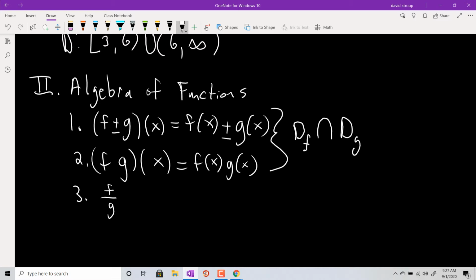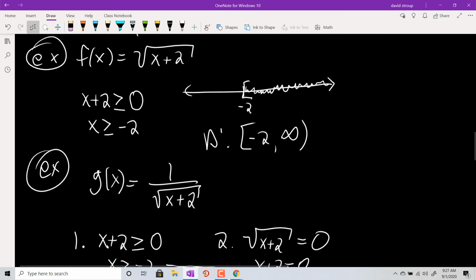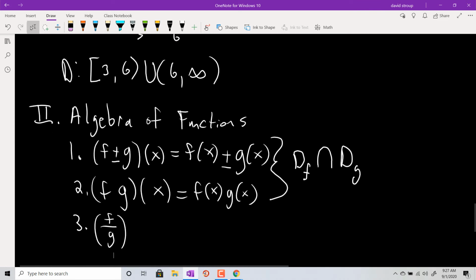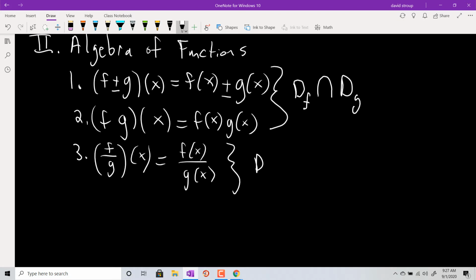Obviously, we can also divide functions. That's kind of what we were doing in these previous examples, right? So dividing there, and again, the notation is pretty simple. That just means f of x over g of x. I don't really care which notation you use. The domain, again, is the intersection, sort of, right? So it'll be the intersection of the domains of f and g.